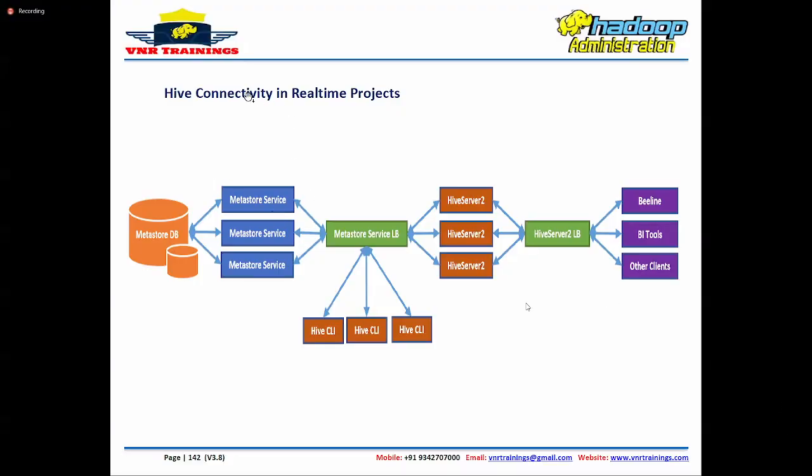That is how it is set up in real time. In our environment, we have six Hive Metastore services and only one Metastore DB, but that has high availability. These six Metastore services are accessed using the Metastore service LB, and the six Hive server 2s are accessed by the Hive server 2 LB. Clear?